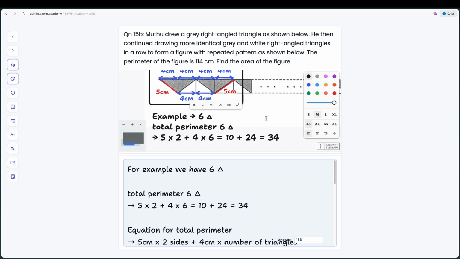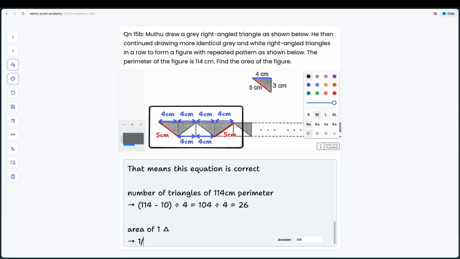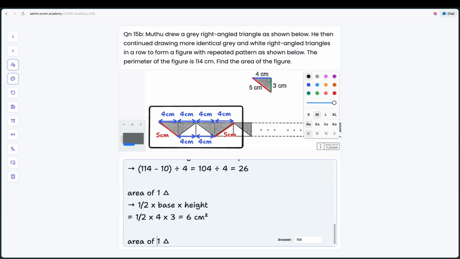Now we also know that the area of one triangle is half times base times height, and the base is 4 and the height is 3. This gives us 6 centimeter square. Now we want to get the area of 26 triangles, which is basically 26 times 6. This gives us 156 centimeter square. Okay, there you go. So the answer is 156. All right, let's move on to the next question.